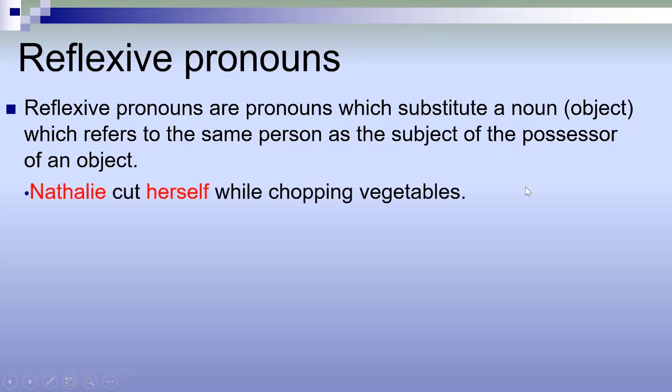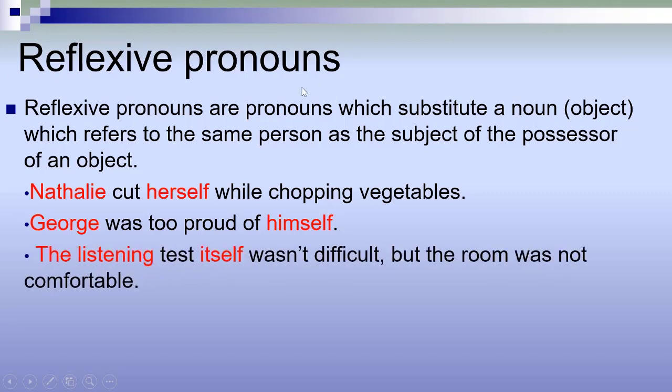Natalie cut herself when chopping vegetables. So herself here refers to Natalie. If you say Natalie cut Natalie, that's not correct. We should replace it in a clause because we cannot have two nouns referring to the same thing, and therefore Natalie cut herself. Herself here refers to Natalie. George was too proud of himself. Himself here refers to George.